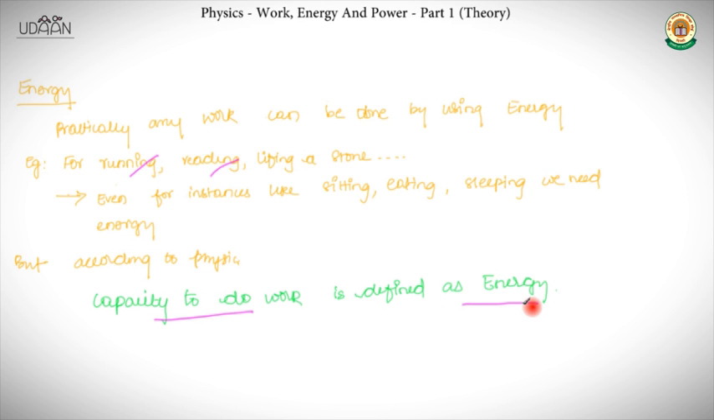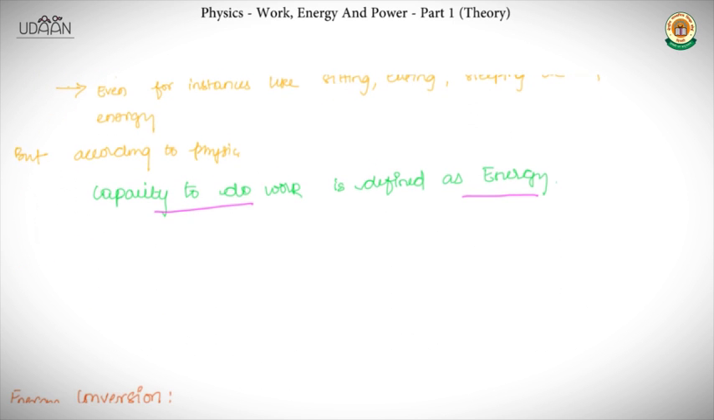Energy is basically in many forms: mechanical energy, thermal energy, chemical energy, electrical energy, magnetic energy. In our chapters we deal with mechanical energy. Mechanical energy is basically of two kinds: one is kinetic energy and the other is potential energy. First we discuss kinetic energy.